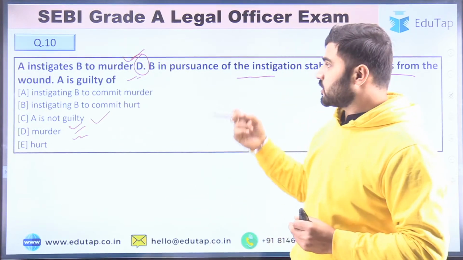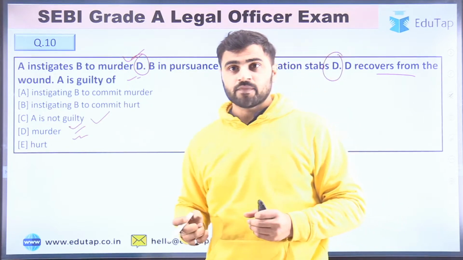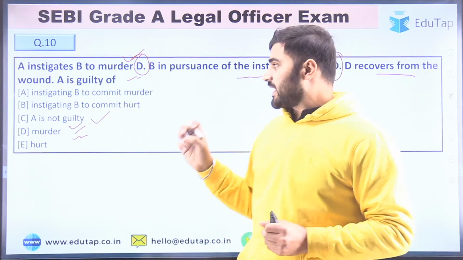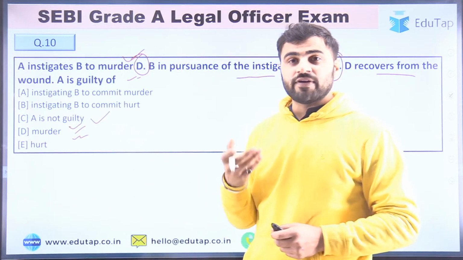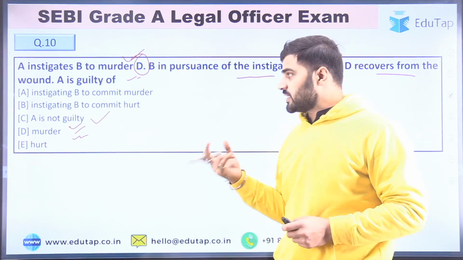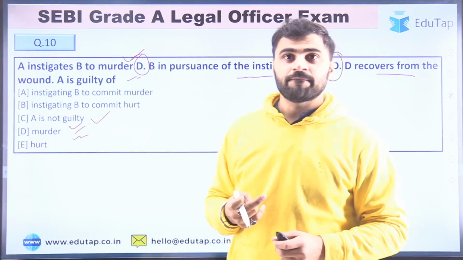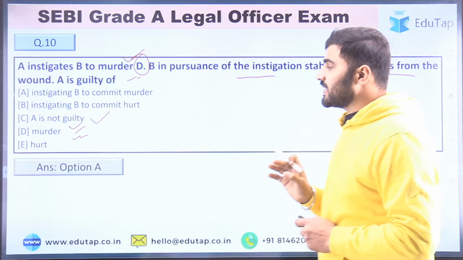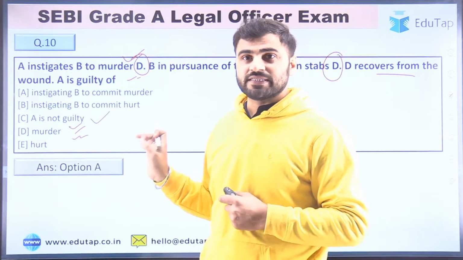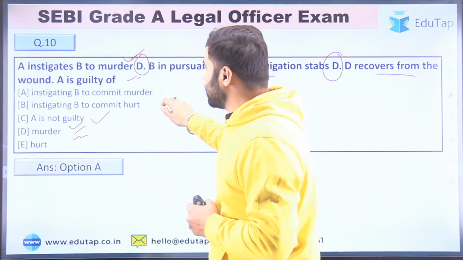Okay, Vikalp is saying option A. Gaurav is saying option B. Okay. Ranjay is saying option D. Okay, so we have a variety of answers: A, B, D. Now C and E are left. So what is the right answer, guys? The right answer for this question is option number A. So those who are saying A, Vikalp is saying A, that is the correct answer, instigating B to commit murder.